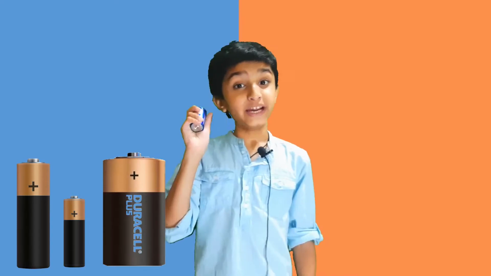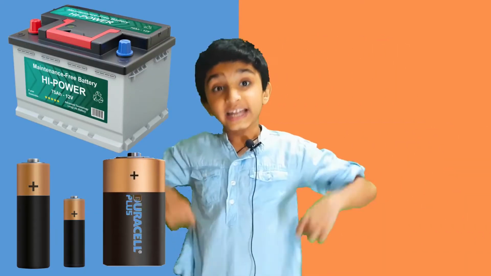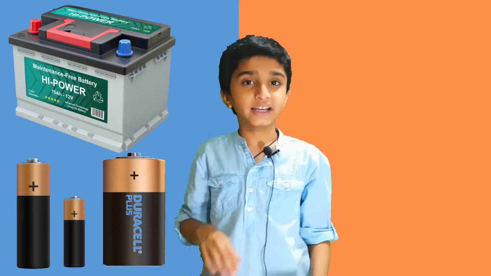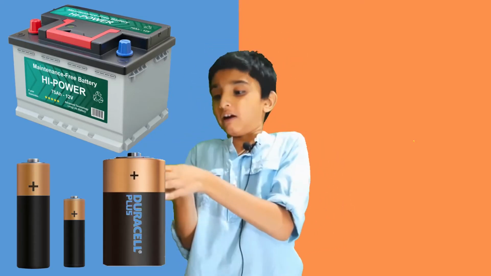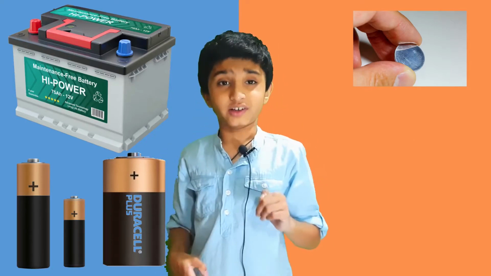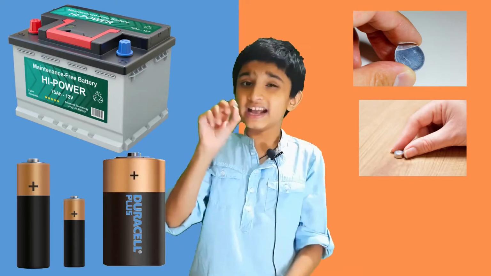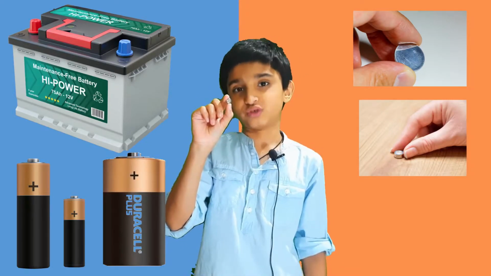And then you have big guys like these, and even bigger ones, and even bigger ones, and very big ones, like this inverter battery. Then you have smaller ones called button cells. Wow, yeah, they are very small. There are even smaller ones, like this. Hope you can see it. It's too small.